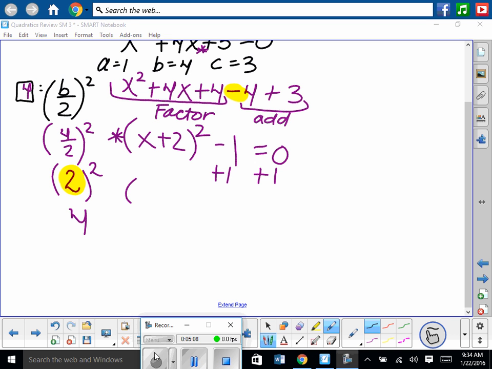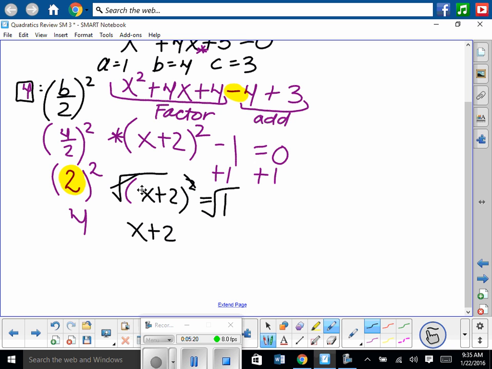So we isolate the x squared part. So we have x plus 2 squared is equal to 1. Now we'll undo the square by taking the square root of both sides of the equation. Our root cancels out with our power, leaving us with x plus 2 is equal to, if you forget the plus and minus, you're going to get it wrong. The square root of 1 is plus and minus 1.